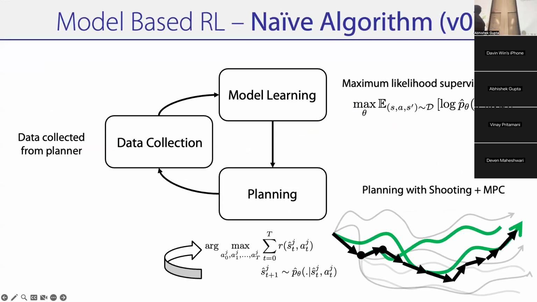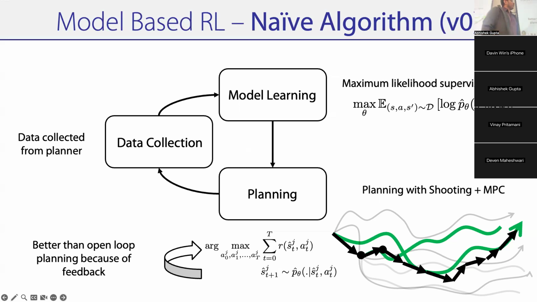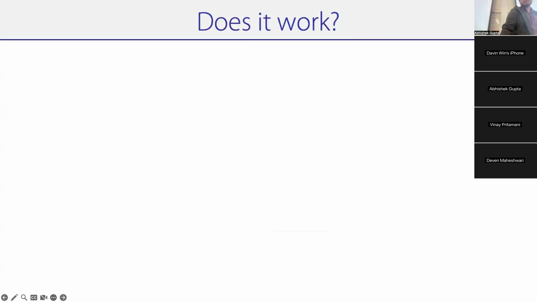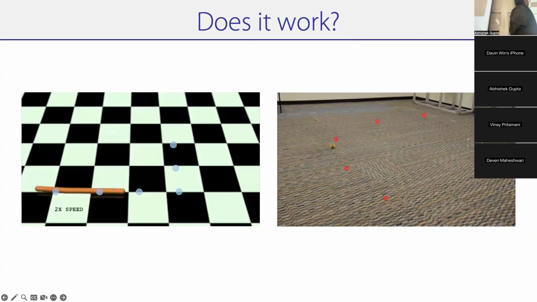You start by doing data collection, you learn a model with supervised learning, then you do planning under the learned model. Here you stick it into your p hat theta and hallucinate the future. You pick the best hallucinated future, execute the first action, and you repeat. You measure how good the futures are by your known reward function. So that's the simplest version of model-based RL: you learn a model, execute things in the world, and then replan.